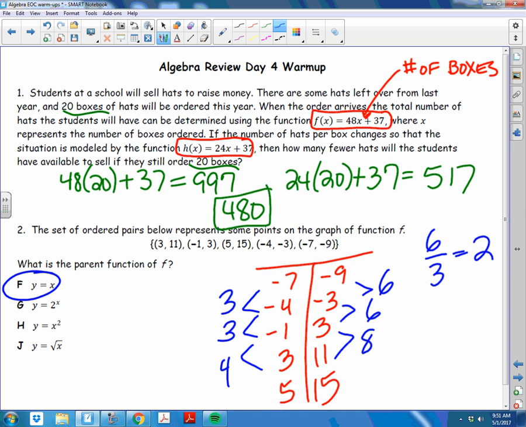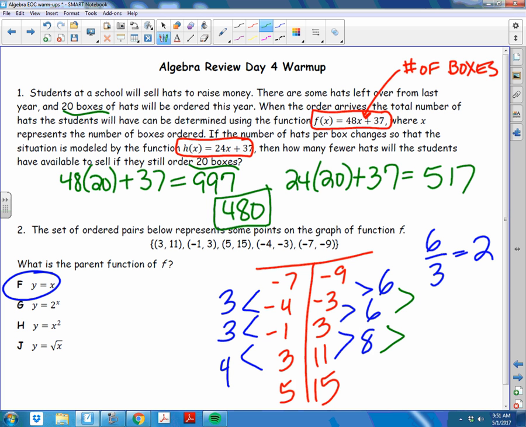If it wasn't linear, how could we have determined whether it was a quadratic or not? Riley? If you do the second, remember the second difference? Is that what you're saying? Okay, the second difference. If you do the second one and it's constant, then you're good to go.